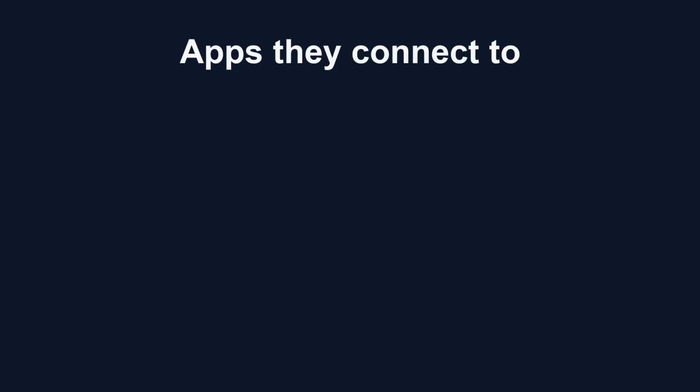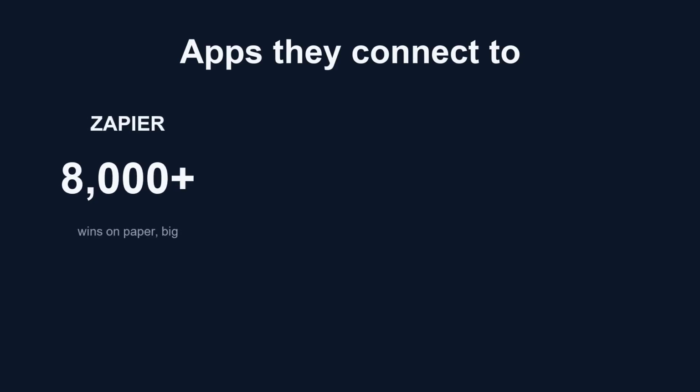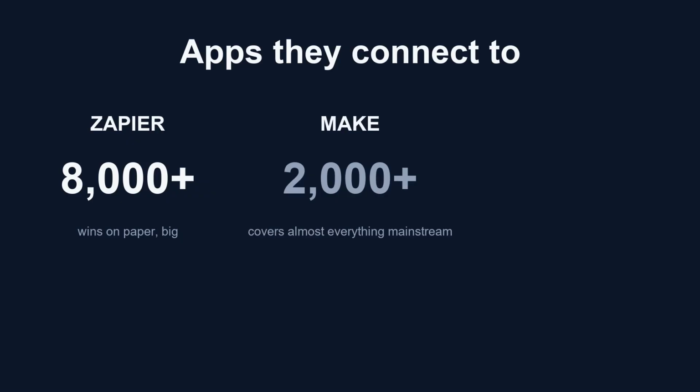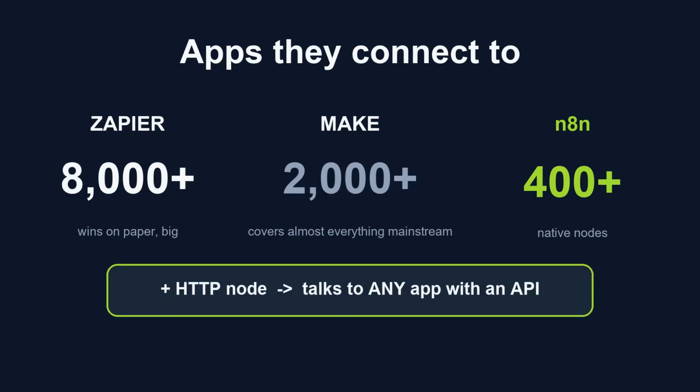What about the apps they connect to? Zapier wins on paper, big, over 8,000 apps. If you use some obscure tool for your dental practice, Zapier probably has it. Make, over 2,000. Covers almost everything mainstream. n8n, about 400 native nodes, but here's the part most reviews miss. n8n has an HTTP node that can talk to basically any app with an API, plus a code node when you need it. So the real ceiling isn't 400. It's everything. You just have to be willing to spend 10 extra minutes wiring it up.